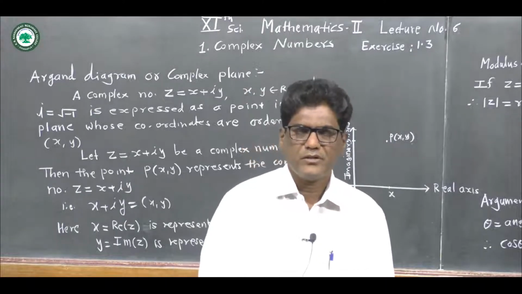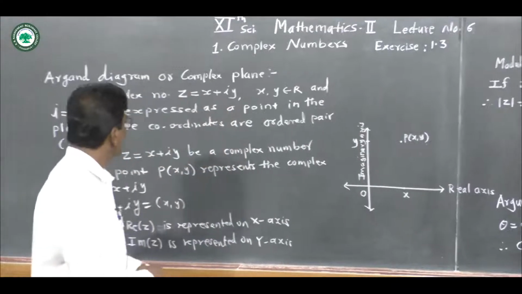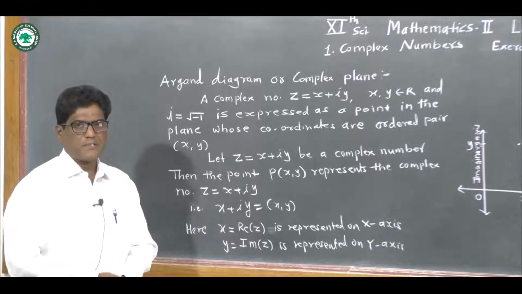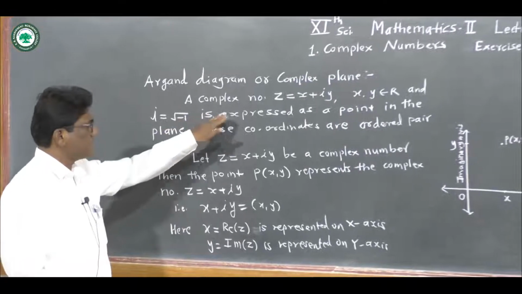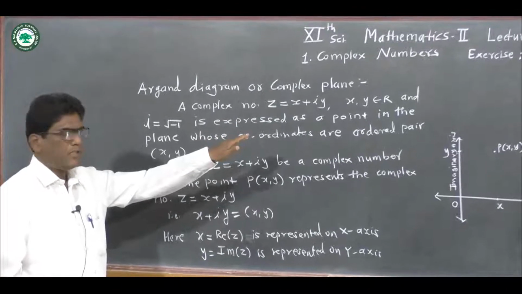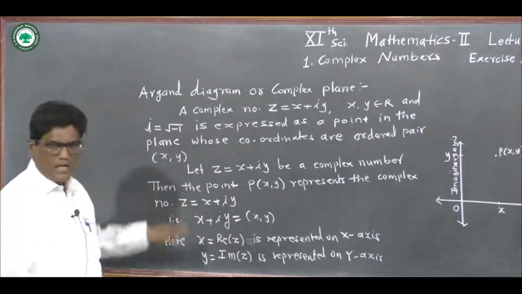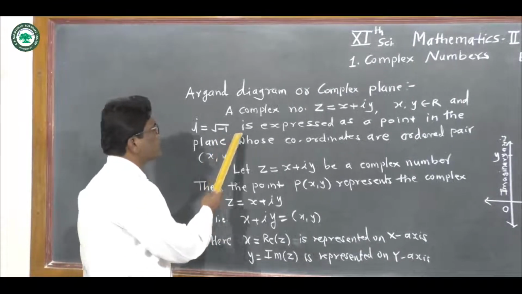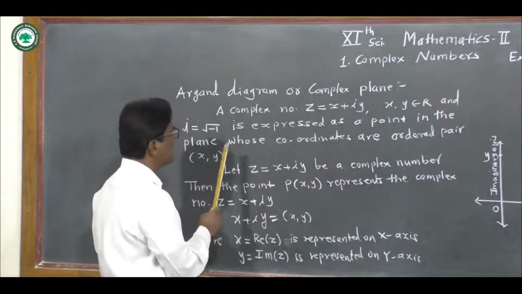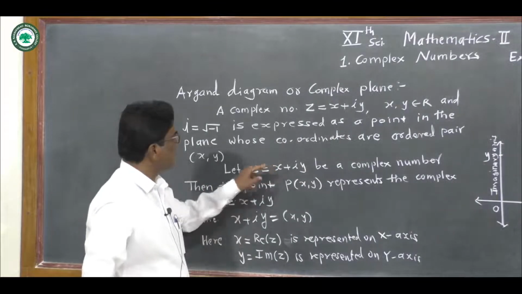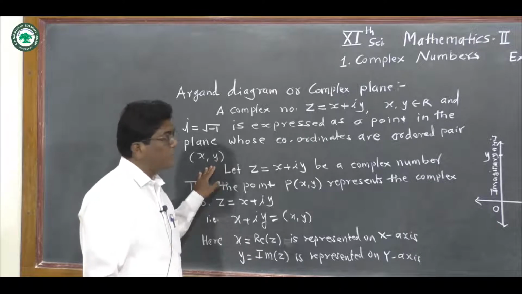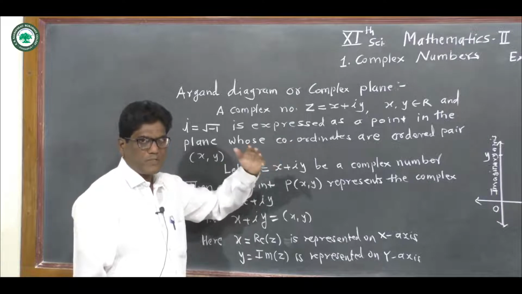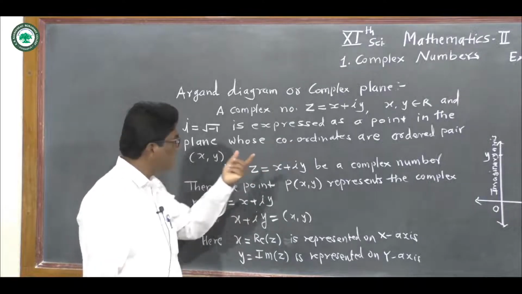In this exercise we want to see the Argand diagram or complex plane. Now what is the meaning of Argand diagram or complex plane? Suppose a complex number z is equal to x plus iy, where x, y belong to R and i is equal to under root of minus 1, is expressed as a point in the plane whose coordinates are the ordered pair (x, y). Means z is equal to x plus iy, this is the complex number and we denote this complex number in the plane by the ordered pair (x, y).